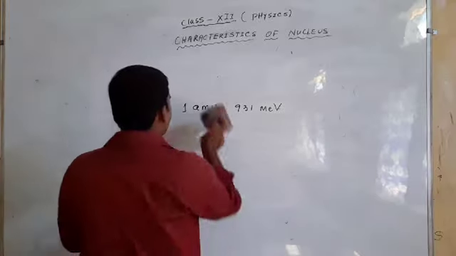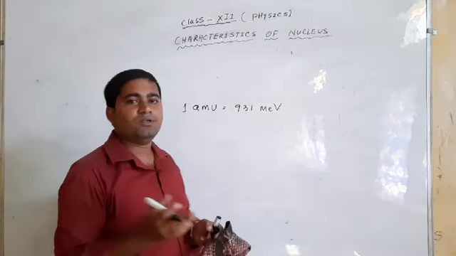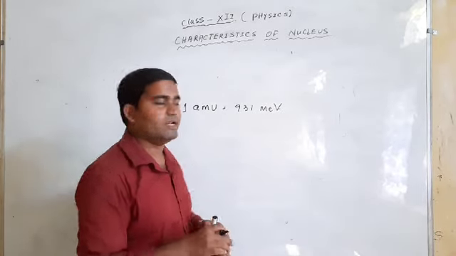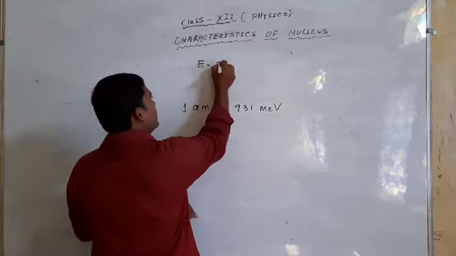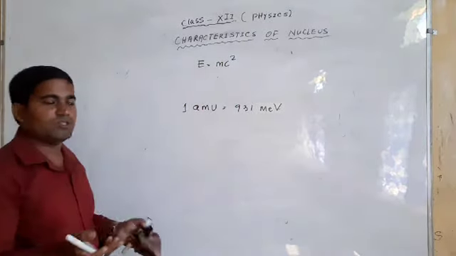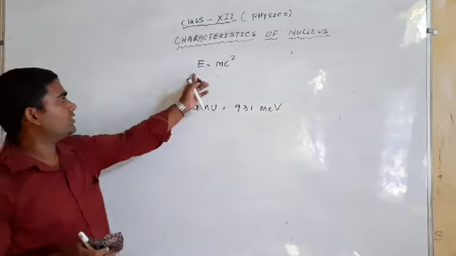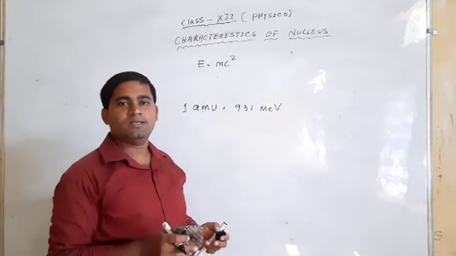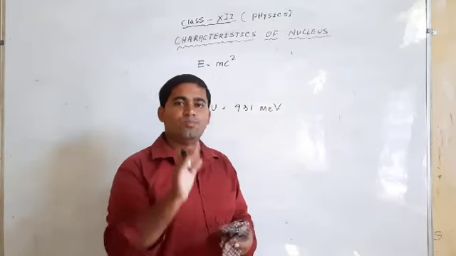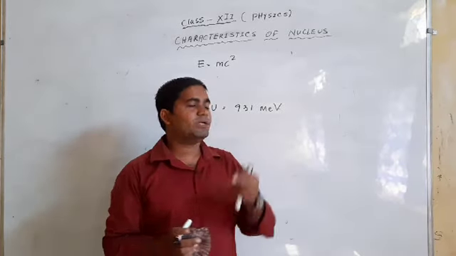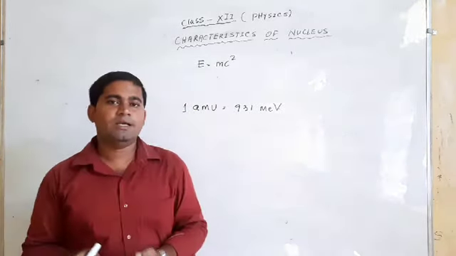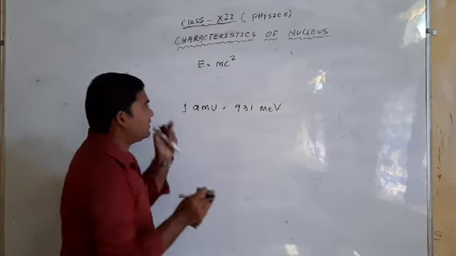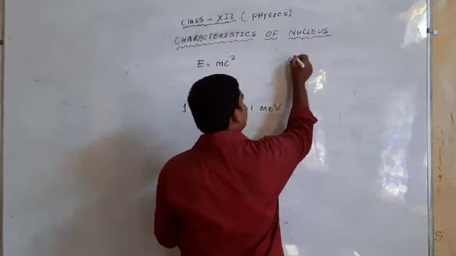As we know, Albert Einstein's mass-energy relation from the theory of relativity is E equals mc square. This relation indicates that mass and energy are both convertible. That means we can convert mass into energy and energy into mass. This relation is derived here.